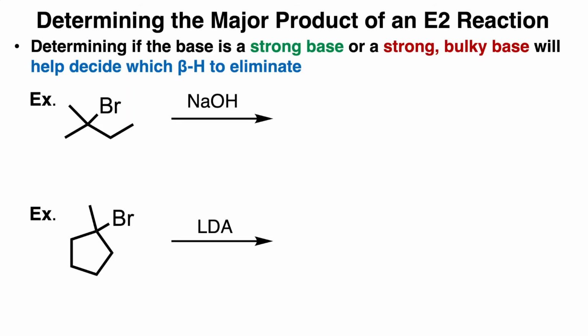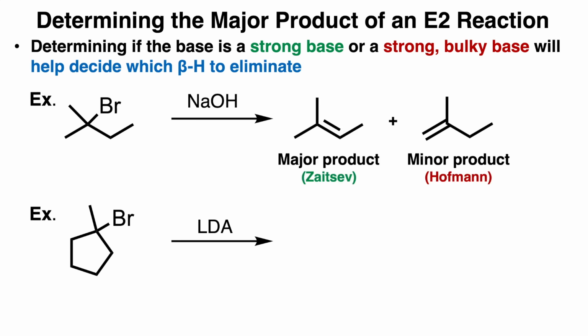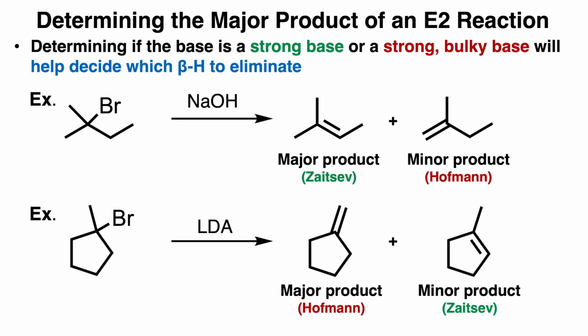Now let's go over a few examples of E2 reactions. We have to determine if the base is a strong base or if it is a strong bulky base, which will help decide which beta hydrogen to eliminate from the reactant. In the first example, the base is NaOH, which is a strong base. This tells us that the reaction will prefer the formation of the more stable, more substituted alkene, which is called the Zaitsev product. However, in the second example, since LDA is a strong bulky base, this reaction will prefer to form the less stable, less substituted alkene, which is the Hofmann product.